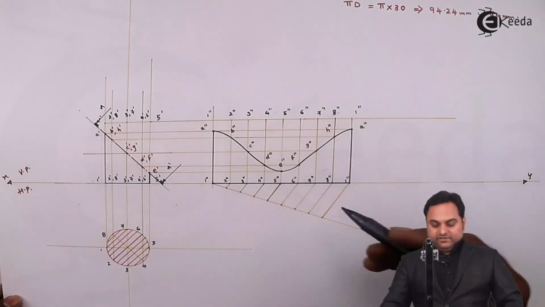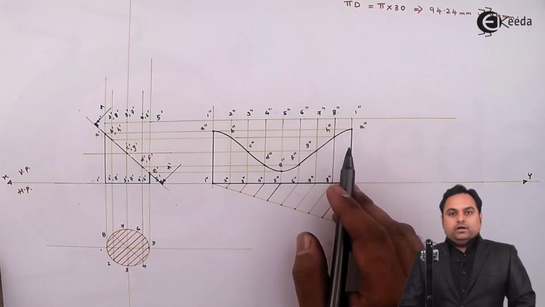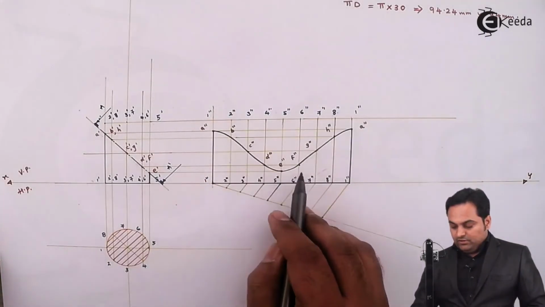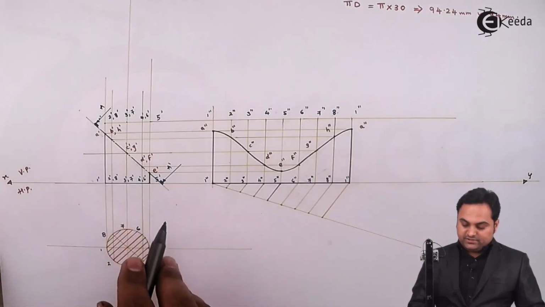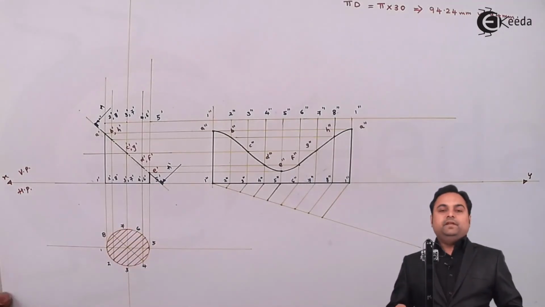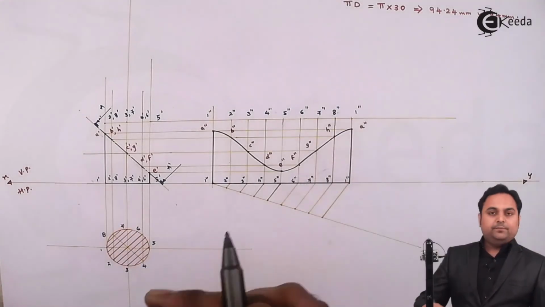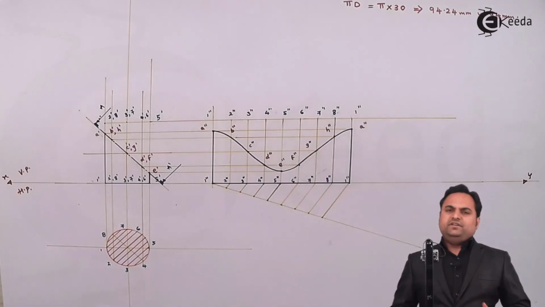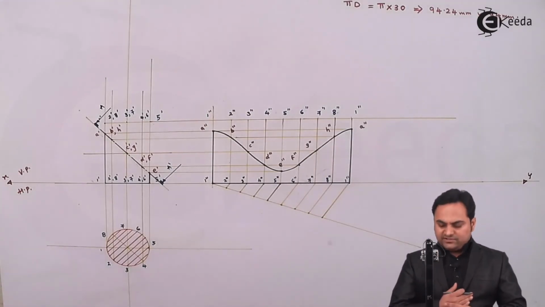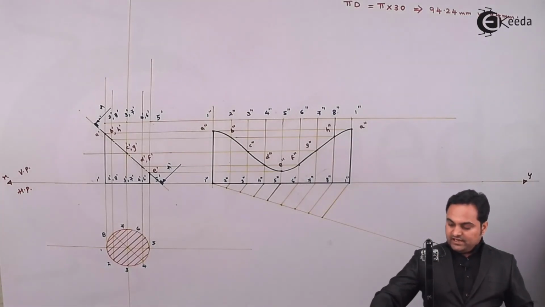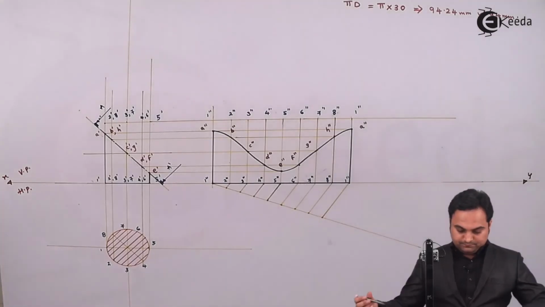So here I have made the outlines also dark, and this is the curve which we are getting when the cylinder is cut with the help of a cutting plane. And here is the development of this truncated cylinder as it was asked in the question. Next, I'll give the dimensions to it.